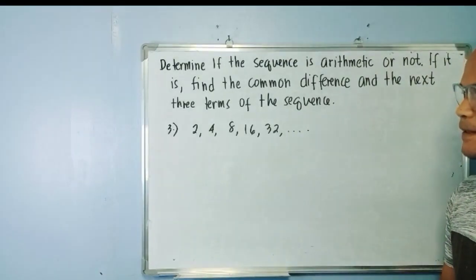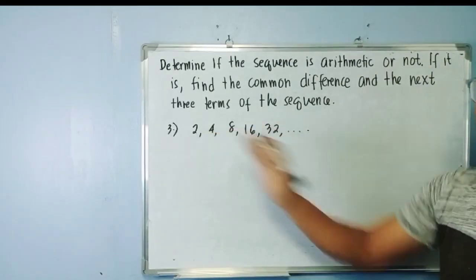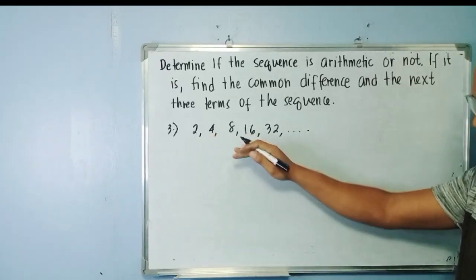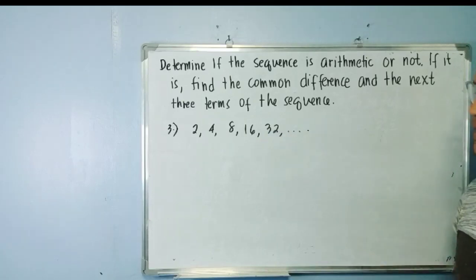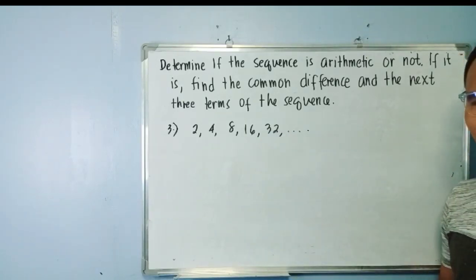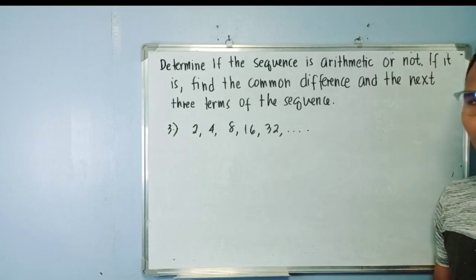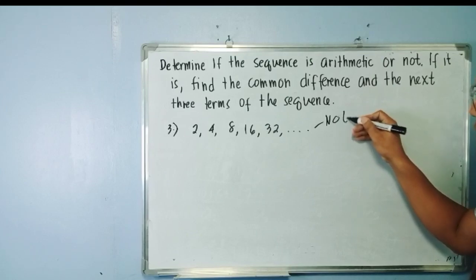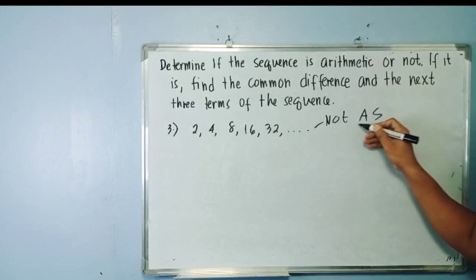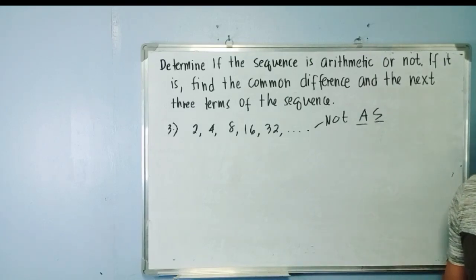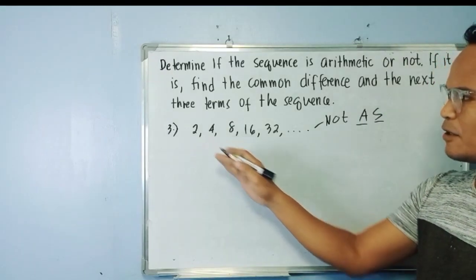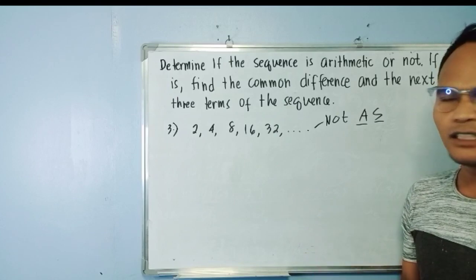Example number 3. 2 is the first term, the second term is 4, the third term is 8, the fourth term is 16, the fifth term is 32, and so on. Is this an arithmetic sequence or not? It is not an arithmetic sequence. Why? It's because there is no constant number that we added to each term.